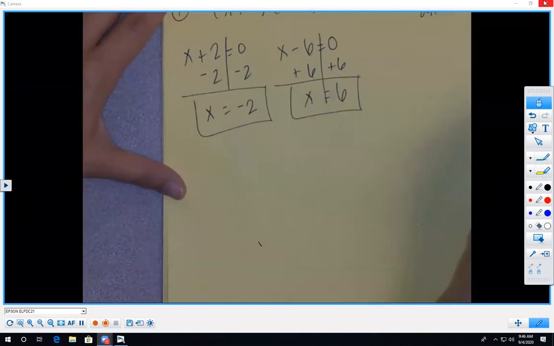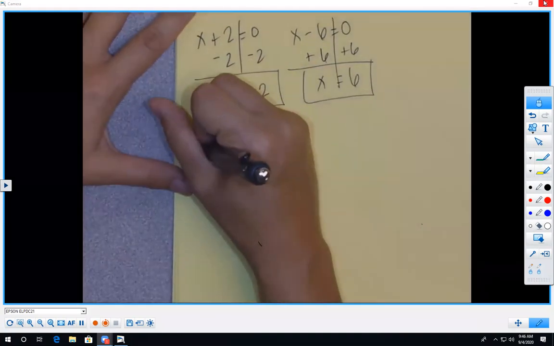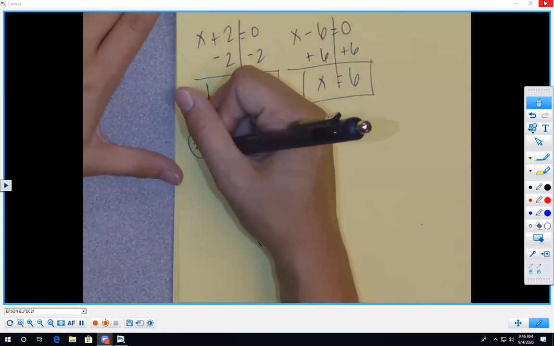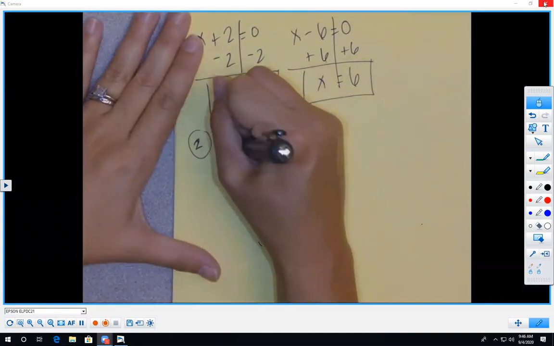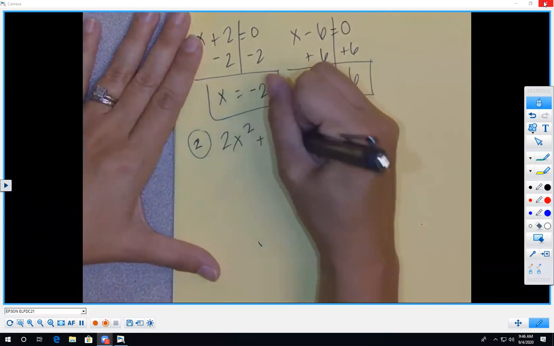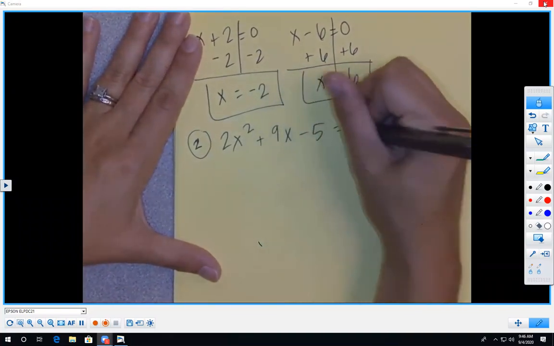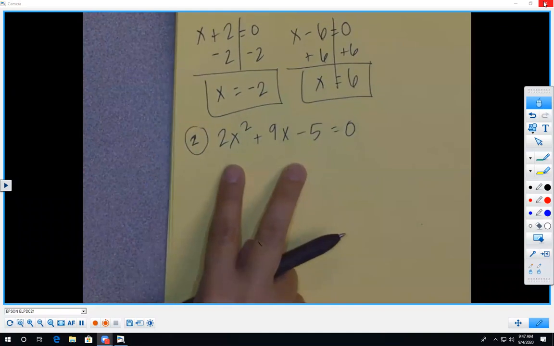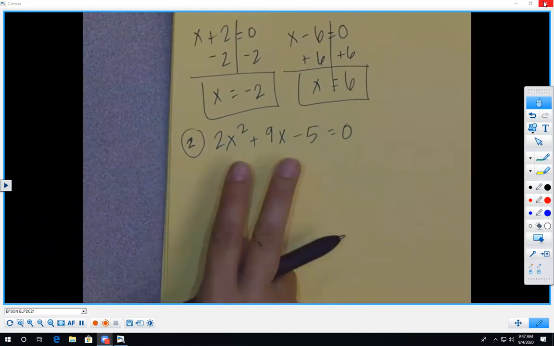Okay. Sometimes you have to factor first. Let's do one of those. If I had the problem 2x squared plus 9x minus 5 equals 0. Okay, so I don't have the parentheses here to set equal to 0. So first thing I have to do is factor it.